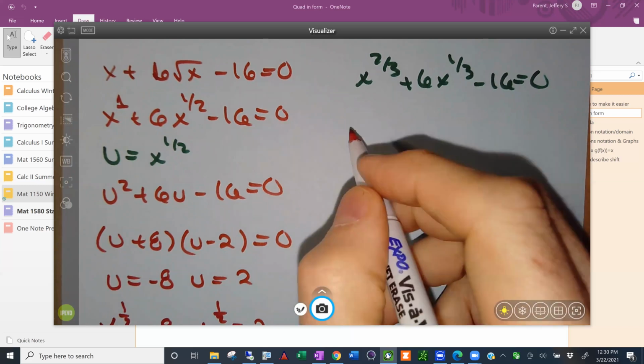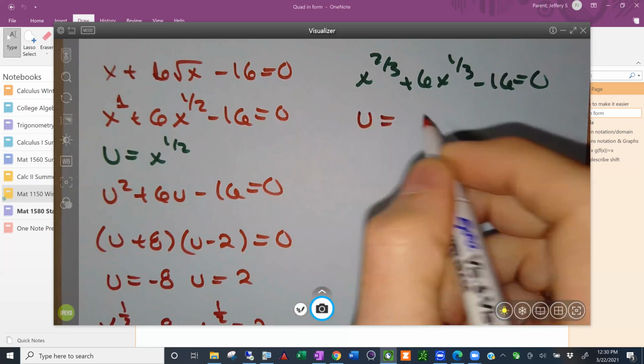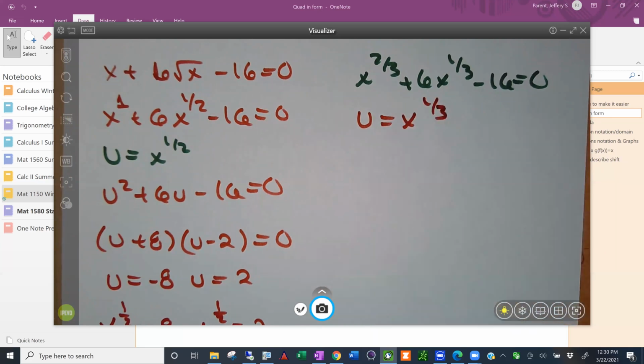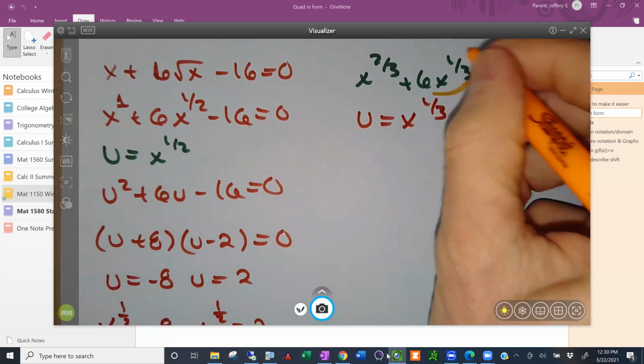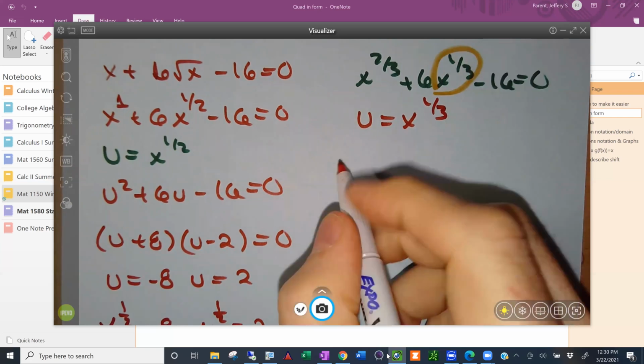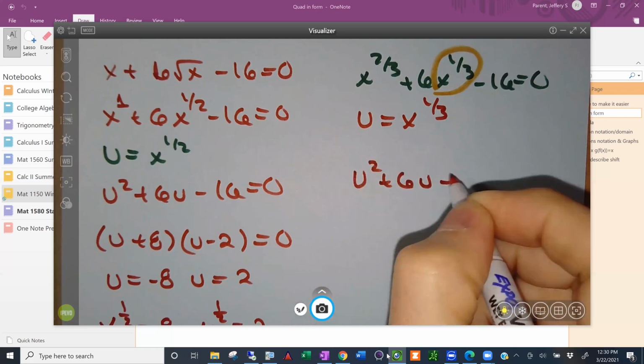What would I make my substitution? What would I let u equal? X to the 1/3. Beautiful. X to the 1/3. Exactly that middle term. And I like that you nailed it. You're not dealing with the coefficient, you're dealing with that. But the interesting news is that you get u squared plus 6u minus 16 equals 0.